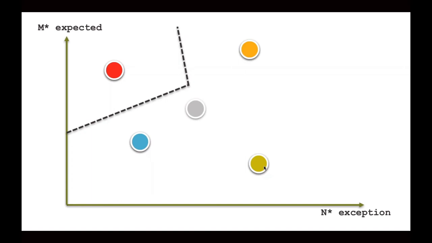The same decision boundary will be between product bug and to investigate issue. Here will be the boundary between the to investigate and automation issue. Here between system issue and to investigate and automation issue. And here is the decision boundary between system issue and to investigate item.